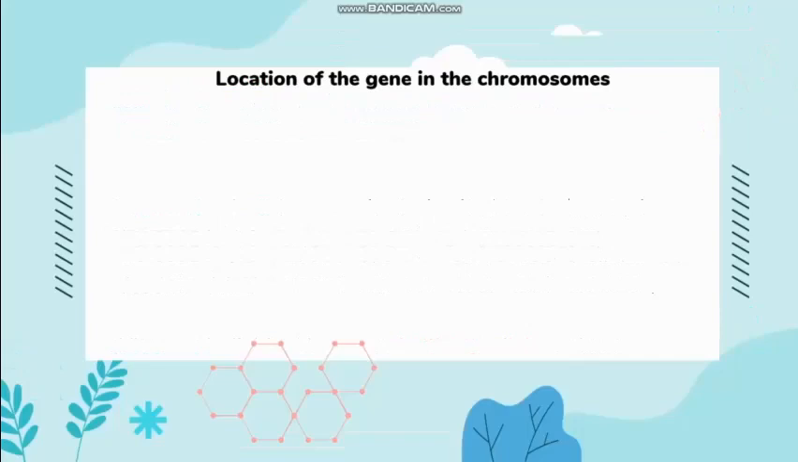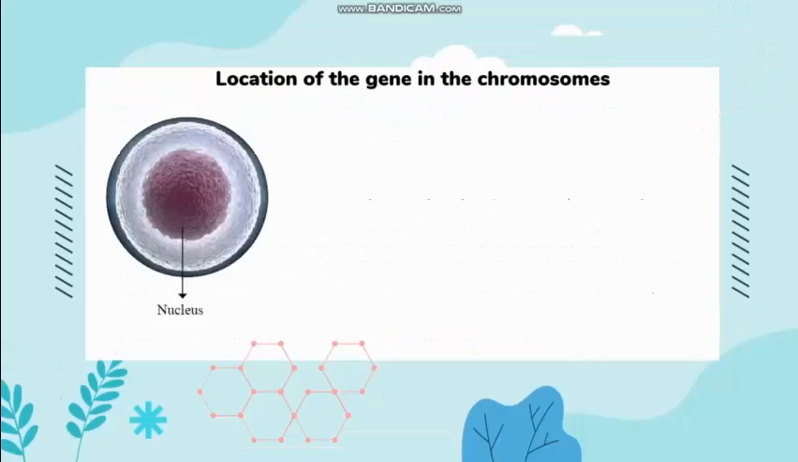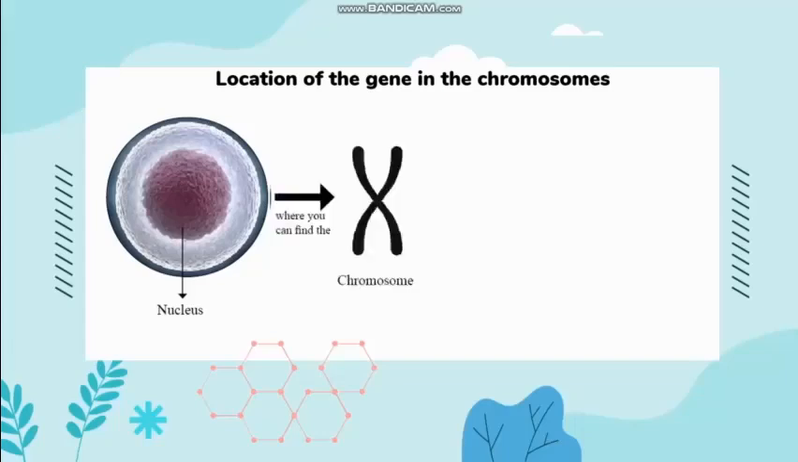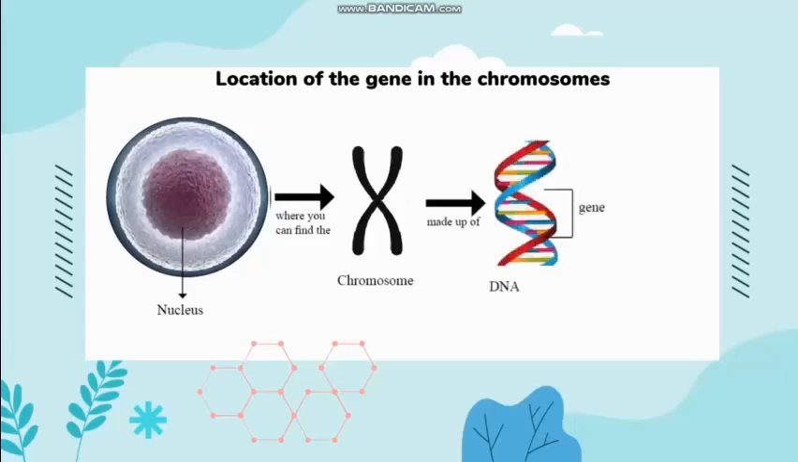How are these traits identified? So let us trace the location of the gene in our chromosomes. During your grade 7 science, you have identified the different parts of the plant and animal cells. And one of the most important parts of those cells is the nucleus. It is within this nucleus that we can find the chromosome. The chromosome, in turn, is made up of our DNA, or the deoxyribonucleic acid.